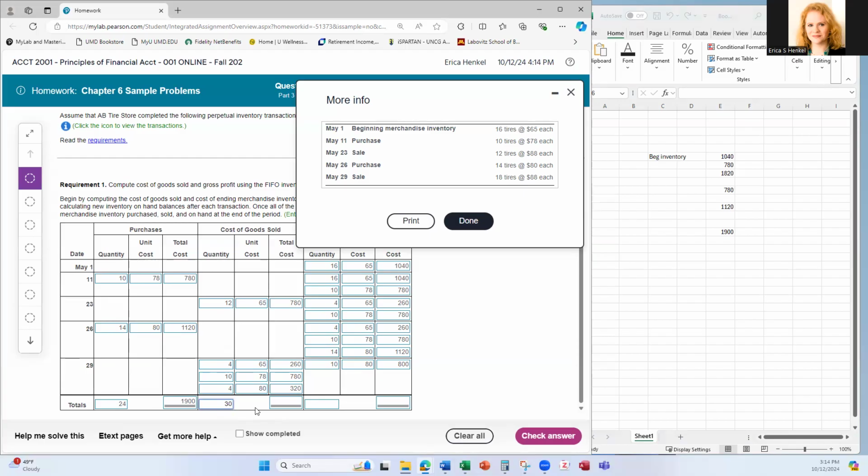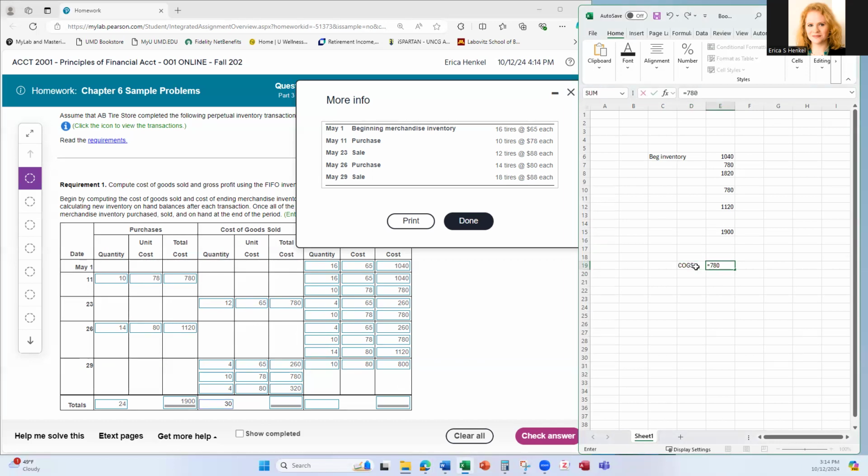So 30 tires were sold, and then we have to add up all of these costs here to figure out what was our cost of goods sold. So we're going to add up the 780 from the first sale, plus the 260, plus the 780, plus the 320 from the second sale. So our total amount that went to cost of goods sold here is 2140. I'll just make this visible so you can see what the formula was there.